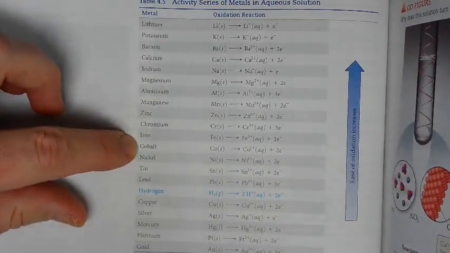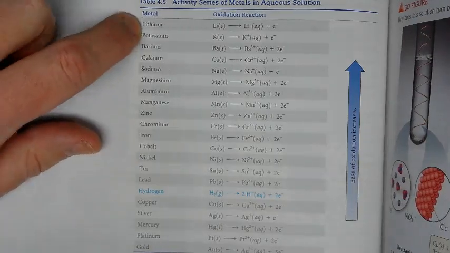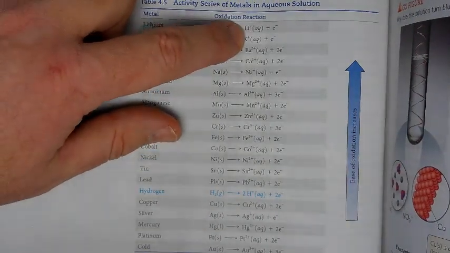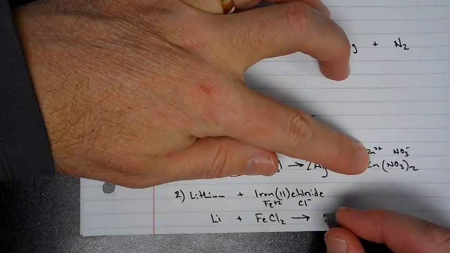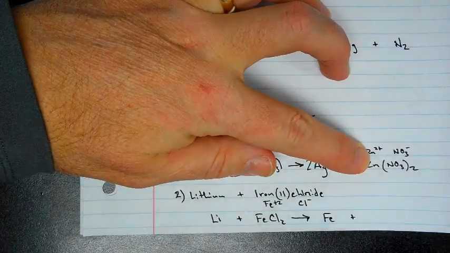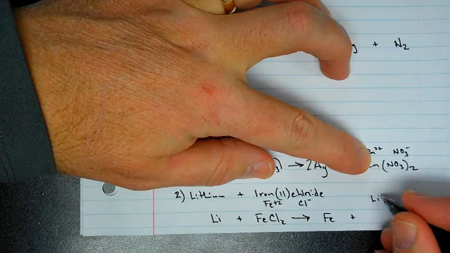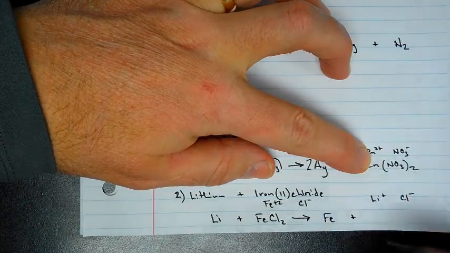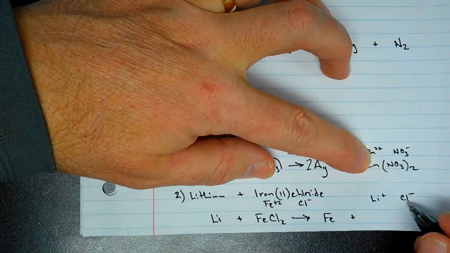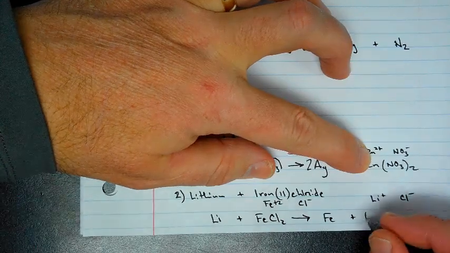When lithium forms a cation, it forms a cation with a +1 charge. So I'm going to end up getting iron by itself, and then lithium with a +1 charge, and then chloride still is the same thing. It has nothing to do with anything going on. So when I put these together, I'm going to get LiCl, 1 of each.